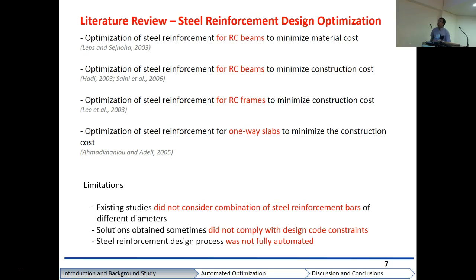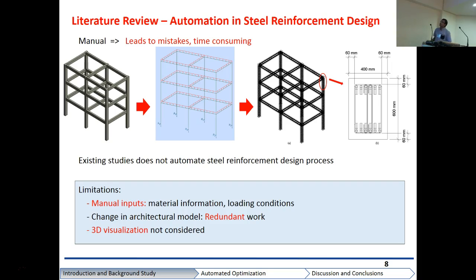Moreover, steel reinforcement design process itself was not fully automated. There were some manual inputs. For example, if we have an architectural model, we have to create a structural model, do the load calculations, then provide steel reinforcement, create the steel rebar model in 3D, which takes a lot of manual inputs such as material information, loading conditions. Now the problem, if you change the architectural model, you have to repeat the whole process again, which adds up to a lot of redundant work. Moreover, no 3D visualization automation was considered till now in the steel reinforcement design process.